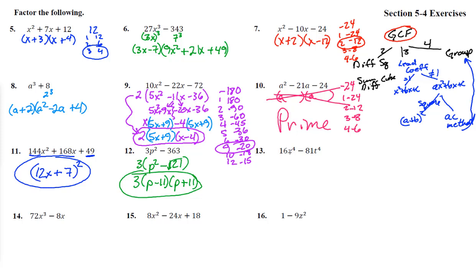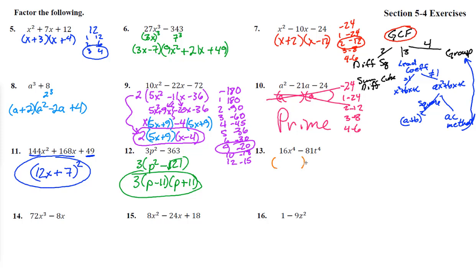Okay, is there anything common? 16x to the 4th minus 81t to the 4th. This is 9 times 9, so it's got 3's and 9's in it. This is 4 times 4, so it has 4's and 2's and 8's in it. So nothing common there. Okay, so we have 2 terms. Is it a difference of squares or is it a sum or difference of cubes? Well, it's not a sum. It's got a minus sign. So is 16 a perfect square or a perfect cube? It's a perfect square. This is 4 times 4.